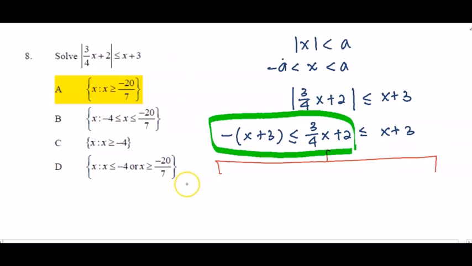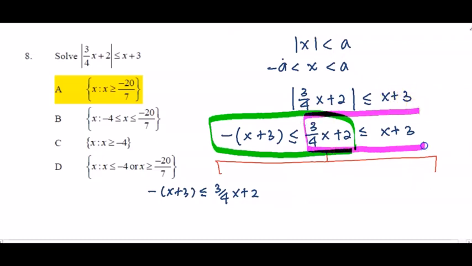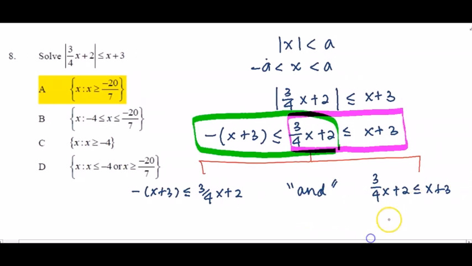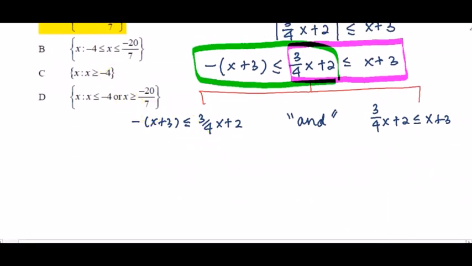Okay, so I got my negative (x + 3) less than or equals to 3/4 x + 2. And the second inequality will be my second pair in my inequality. So I got my 3/4 x + 2 less than or equals to x + 3. And remember that the relation between these two inequalities is 'and'. All right, this is very, very important. Okay, so now I'm going to solve it separately.